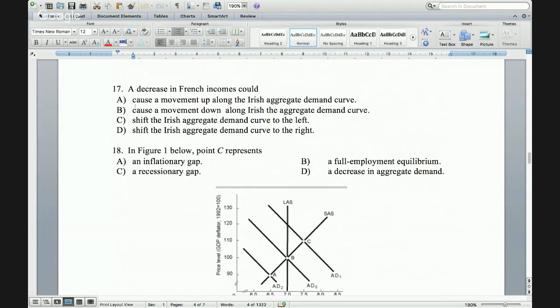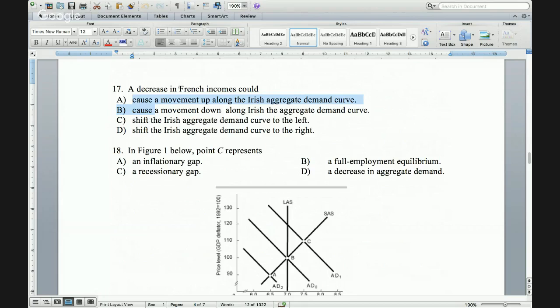Right. It's definitely not A and B. The reason why it's not A and B is because we see here what's known as a movement along the aggregate demand curve. And as I referred to earlier on in a question, the only variable that causes a movement along an aggregate demand curve is prices. So if there's a change in price, that causes a movement along a demand curve. So we're left with option C and D.